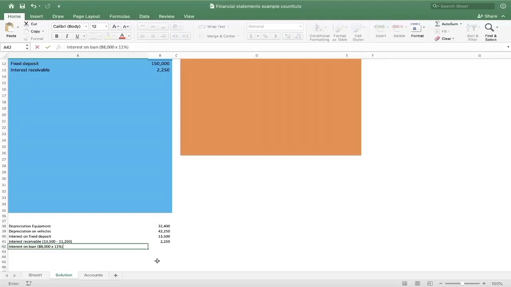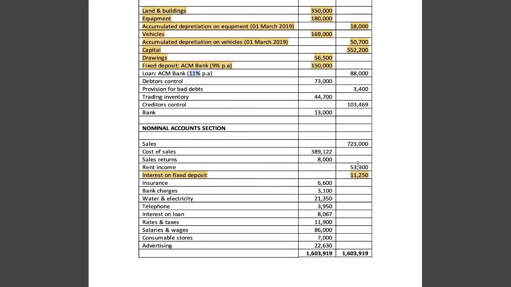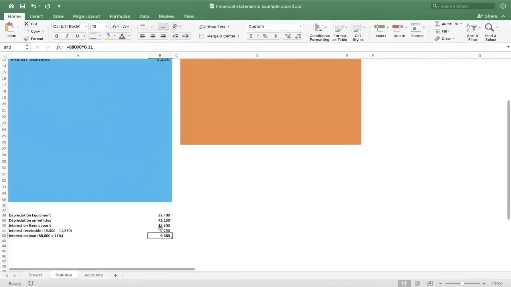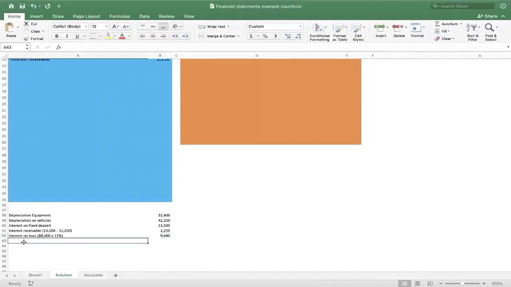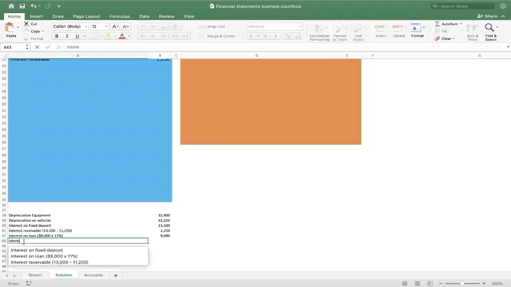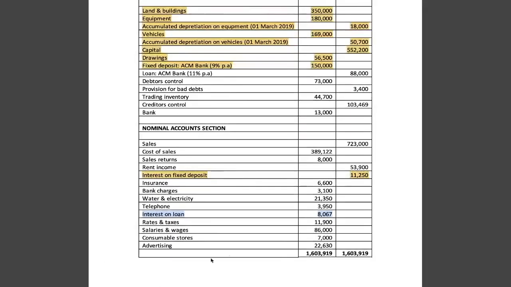And how much will that give us? It gives us 9,680. And how much did we account for? We accounted for 8,067 rand. That means there's more that we still need to account for, so we still owe on the loan. That is a current liability, because it's another accrual that we haven't yet accounted for. So interest payable is going to be the 9,680 minus the one that we have accounted for, 8,067.